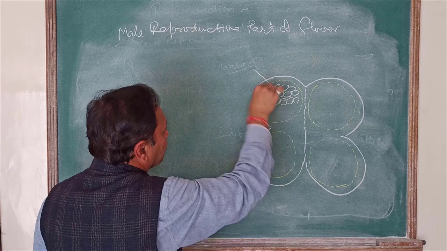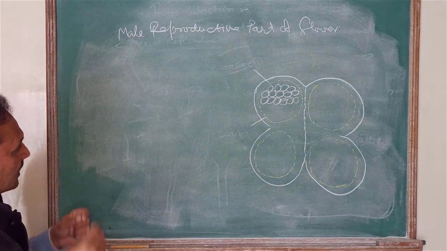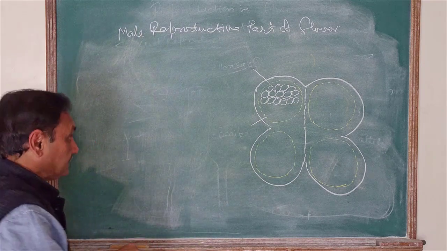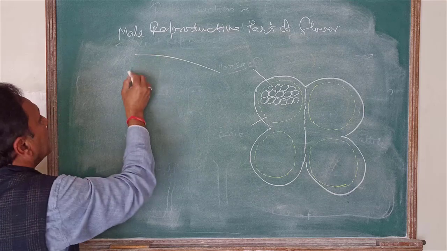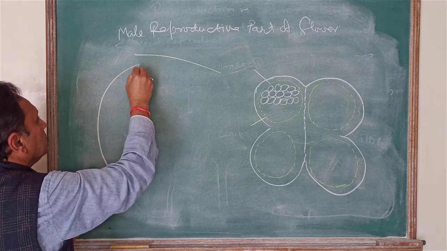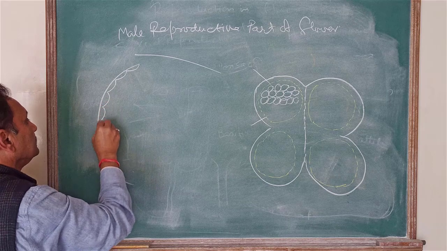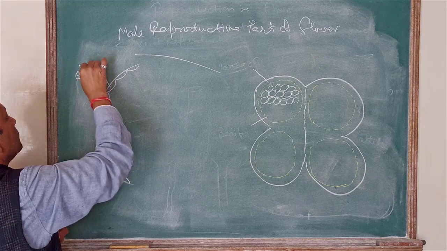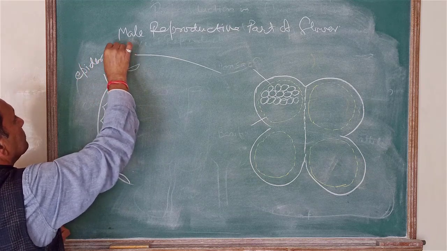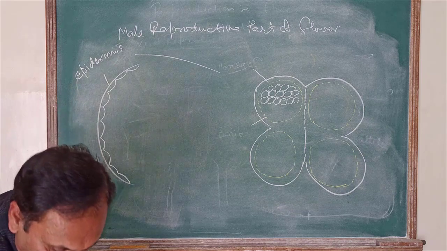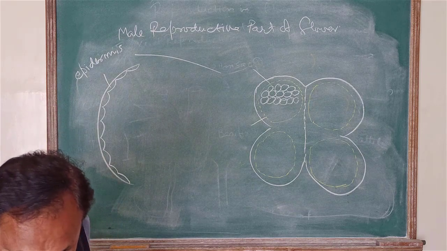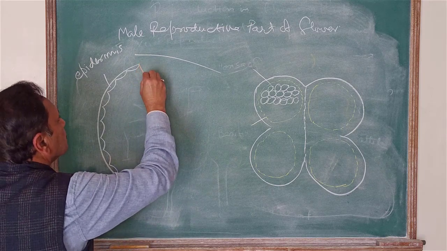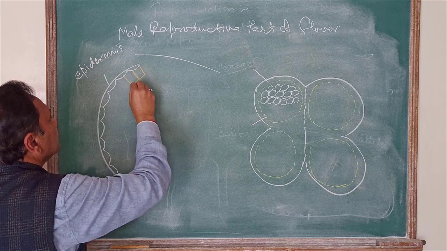If you see the electron microscopic structure of this part, you will observe that it has an outer layer that is called epidermis. A middle layer below this. This type of structure has been found.